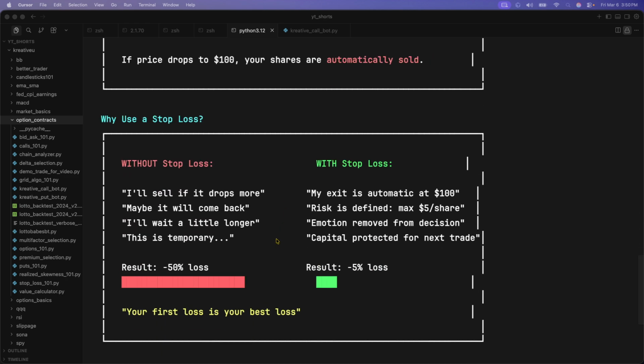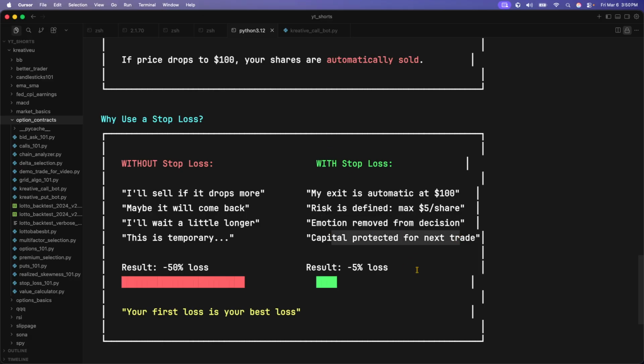So why use a stop loss? Without a stop loss, I'll say, I'll sell if it drops more. Maybe it'll come back. I'll wait a little bit longer. This is temporary. Result, we're down 50%. With the stop loss, my exit is automatic at 100, right? Risk is defined, max $5 per share. Emotions are removed from my decision and capital is protected for the next trade, right?